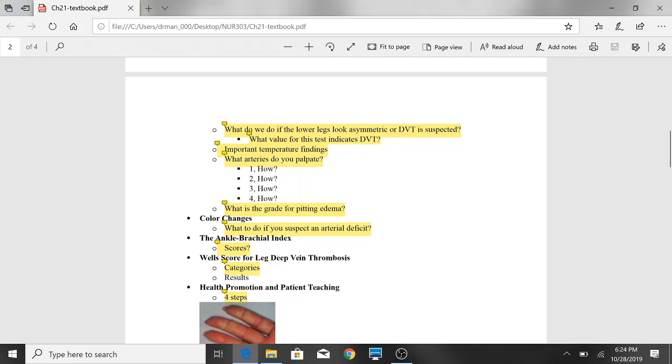Ankle brachial index. Looking at the scores, mainly if you get less than a 0.9, that is the indication for peripheral arterial disease, PAD. Bad.